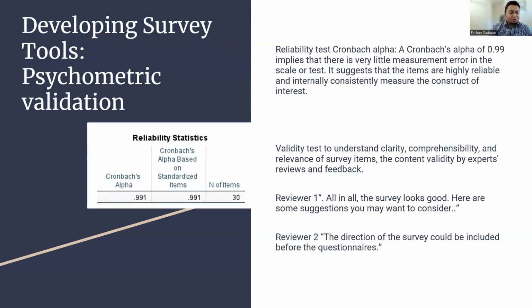So again, going back to the tool, the Cronbach alpha came at 99.99, which says the tool is almost completely reliable and there is very minimal room for error in the tool. And it suggests that it is reliable and internally consistent, so we can measure what we are trying to measure.